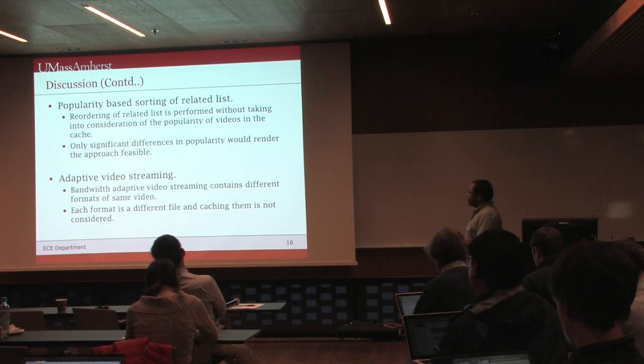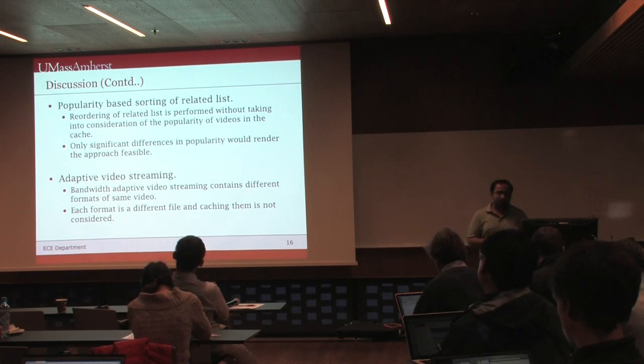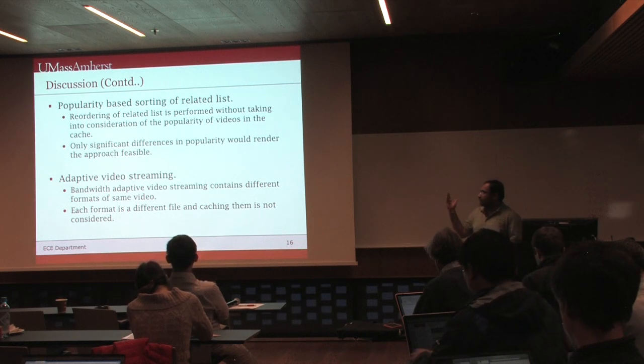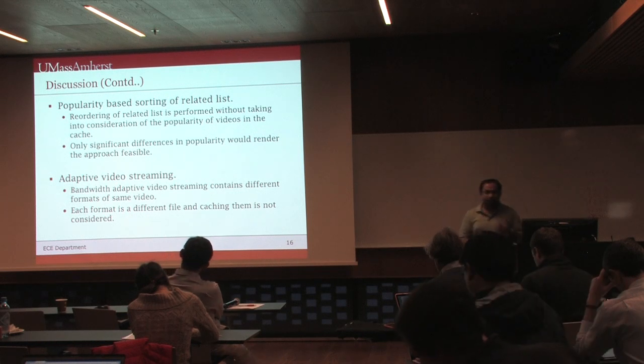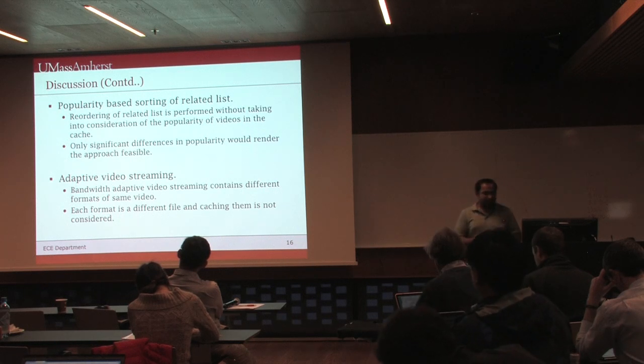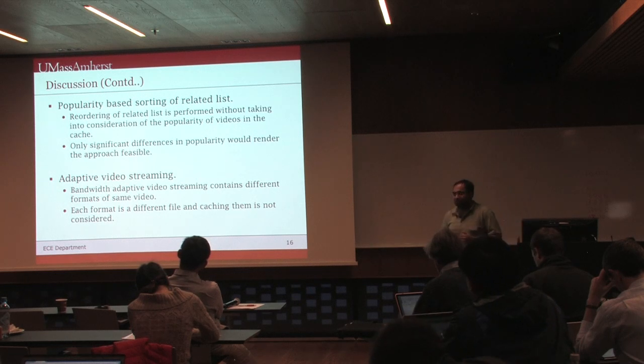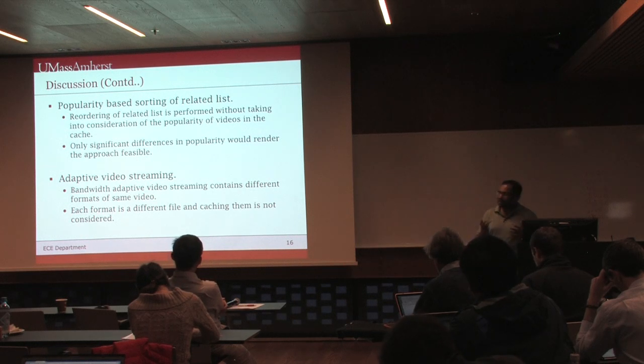The two things we don't do in this paper are popularity-based sorting of the related list, so we use a stable sort where we don't reorder based on popularity, and adaptive video streaming. Popularity makes a significant difference only if the video is highly popular, and then it is probably already at the top of the list or in the cache. As for streaming, I wouldn't say adaptive, because YouTube doesn't use adaptive video streaming. YouTube offers the same content at different bitrates, and each bitrate is treated as a different file. Here we assume the default format of 480 by 320 at 360 kbps. If the user selects a different format, it is considered a different file, which we don't consider in our work.